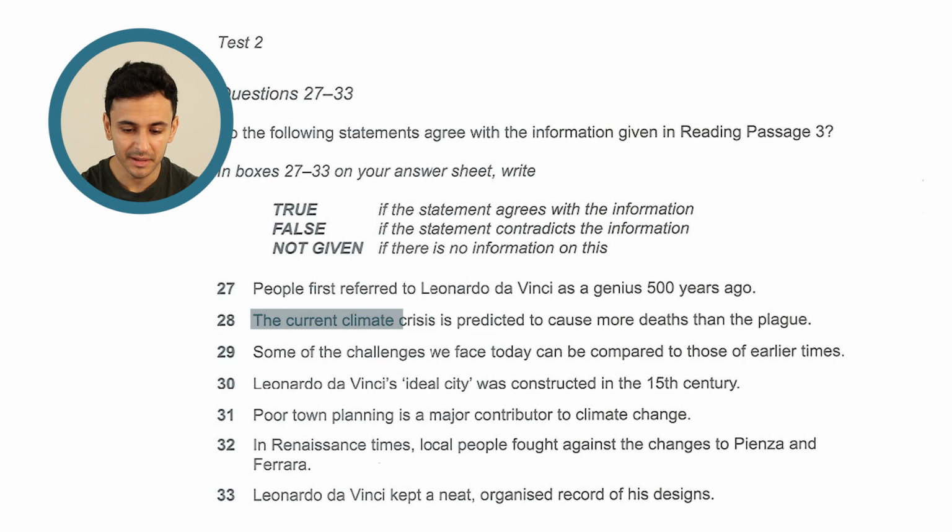The current climate crisis is predicted to cause more deaths than the plague. So the keywords here are the climate crisis and deaths, because we are comparing deaths, so that information should be there. And then we have the plague. So we are comparing the number of deaths from two different causes, climate change and the plague.